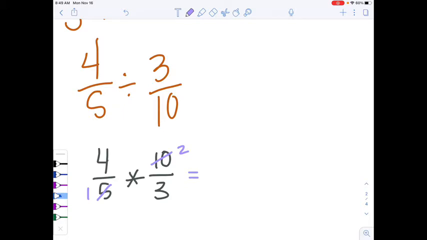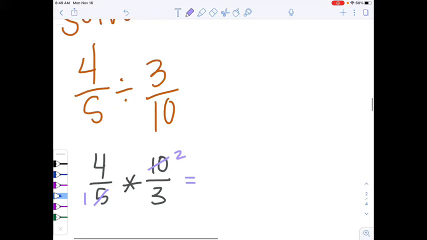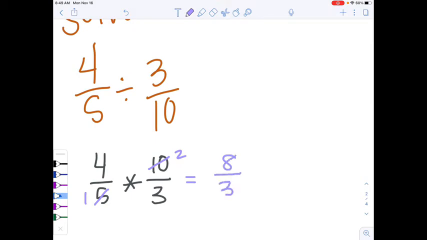Now I can multiply the numerators, multiply the denominators. 4 times 2 is 8. 1 times 3 is 3. This is an improper fraction because that numerator is larger, so I have to change it to a mixed number. 3 goes into 8 2 times, so that's my whole number. 2 times 3 is 6. And then, to get from 6 to 8, I have 2 left over, and I keep my denominator of 3. So this would be 2 2/3.